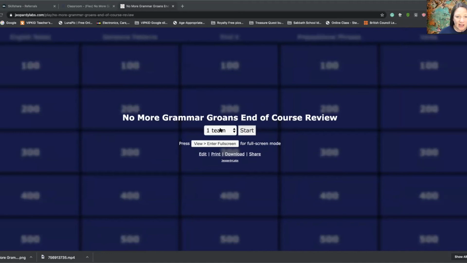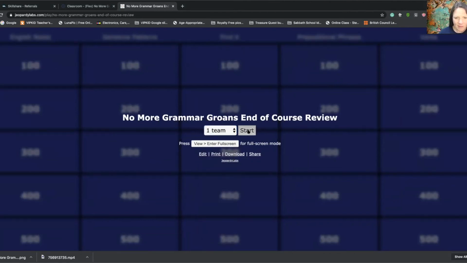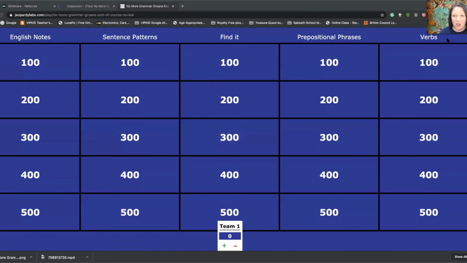When you start this game, if you have only yourself playing, then just put one team. But if you have more than one, however many you have, you can click on it. I'm going to put one team because that's all we have right now. I am not going to actually play this. I just wanted to show you the different categories.